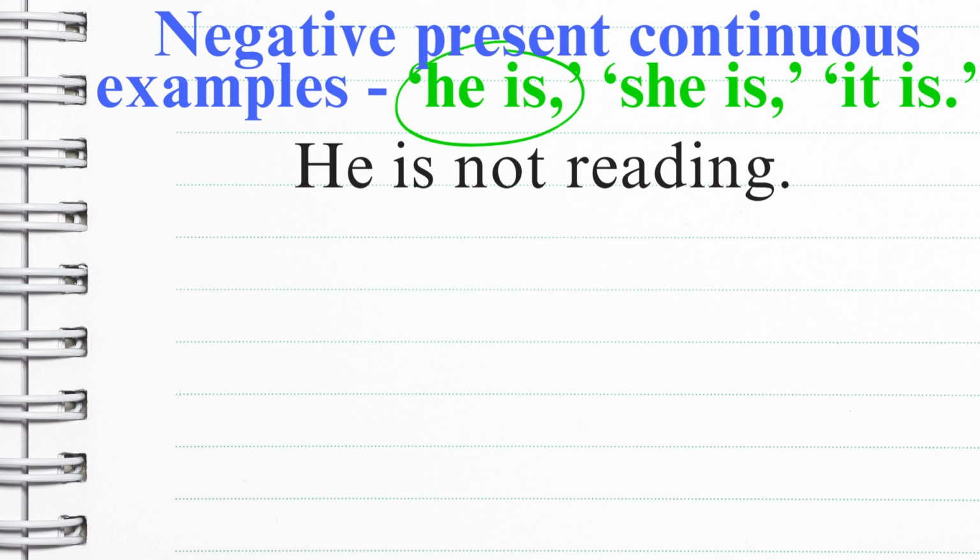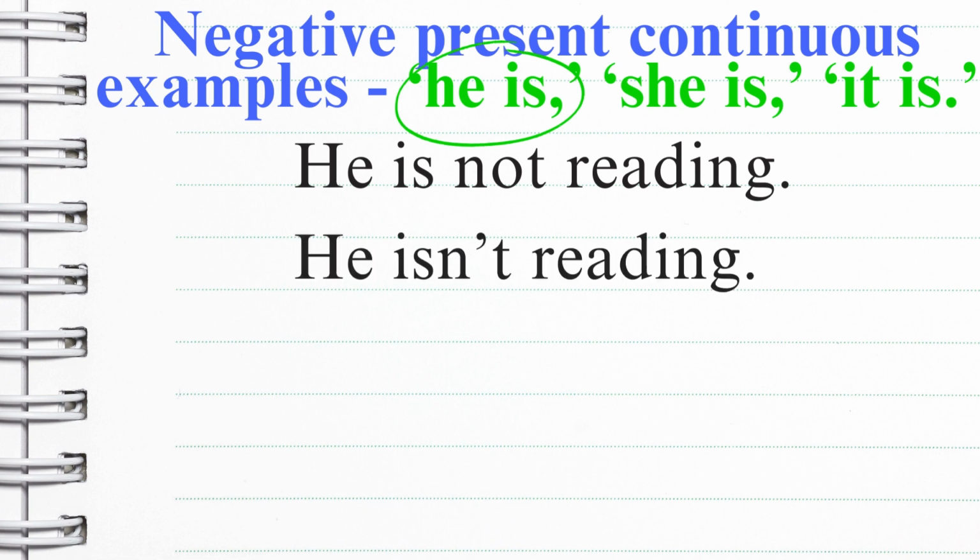Now we're looking at negative present continuous of he is. So I've done a separate slide for this, and you'll see why. I just note that I haven't added the not, he is not, to the title. It just took up too much space. So he is not reading. He isn't reading.